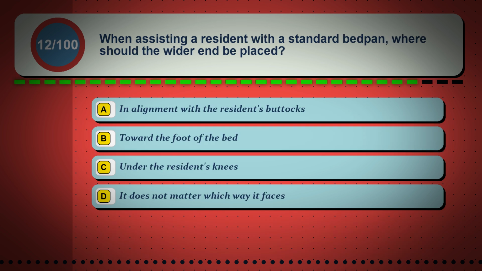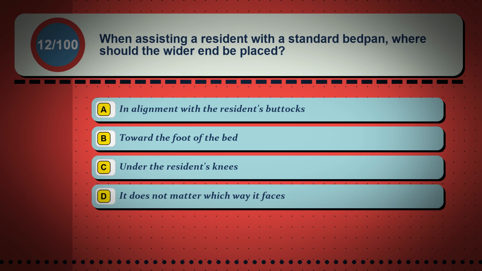Question 12. When assisting a resident with a standard bedpan, where should the wider end be placed? Option A, in alignment with the resident's buttocks. Option B, toward the foot of the bed. Option C, under the resident's knees. Option D, it does not matter which way it faces.